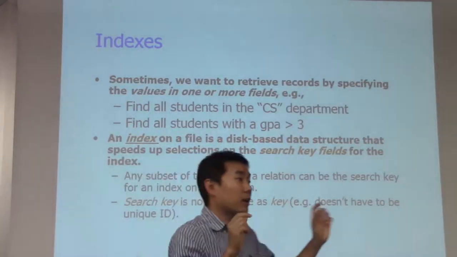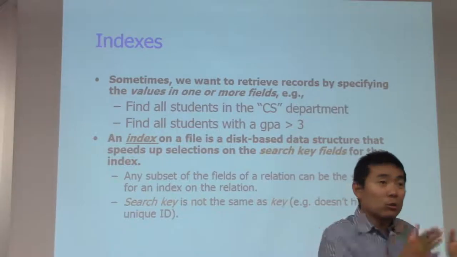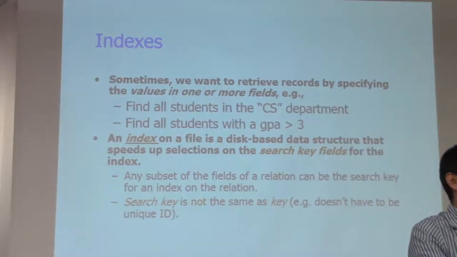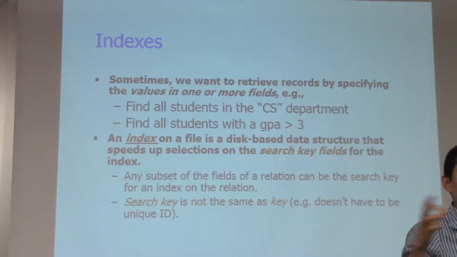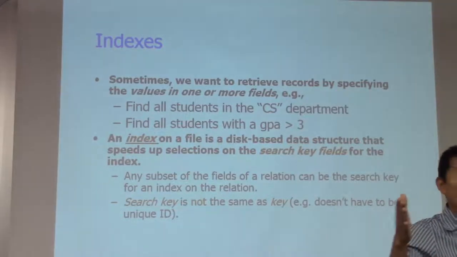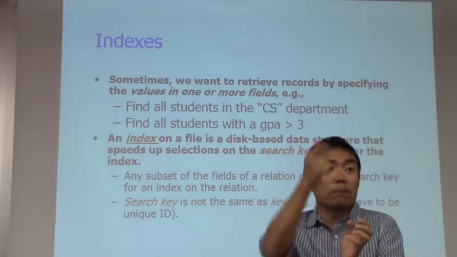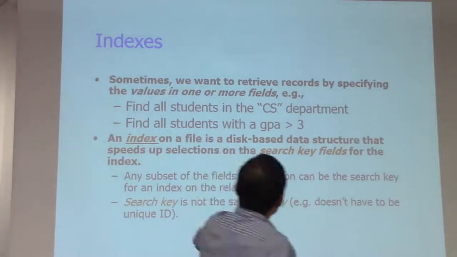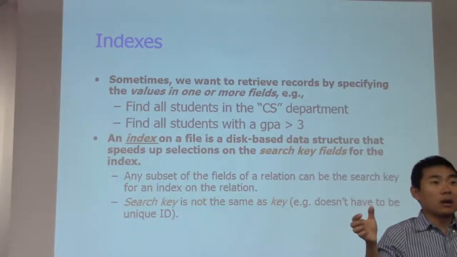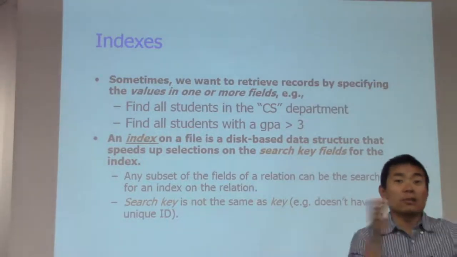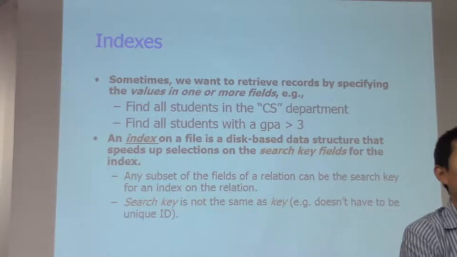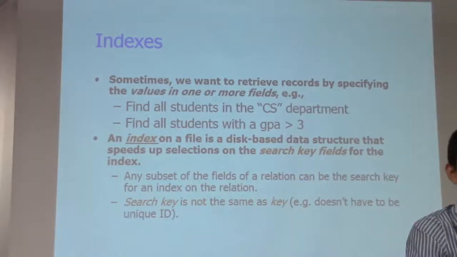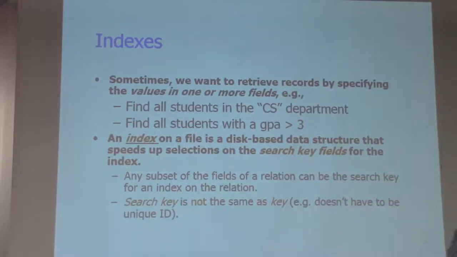The search key, as I reminded you before, has nothing to do with the key of the schema. Rather, it's just a user's choice of one or multiple fields from a given schema to build your indexing structure over. For example, if you have an index on the department name, then your search key is department name. If you have an index on GPA value, then your search key for that second index is simply the GPA field. Okay? It has nothing to do with the key of your schema.